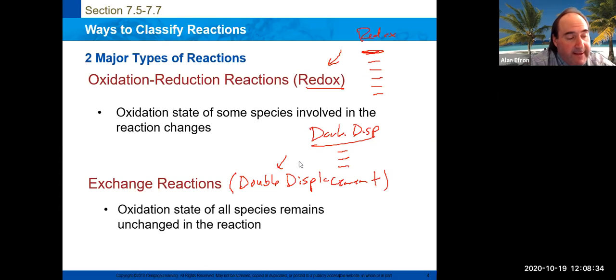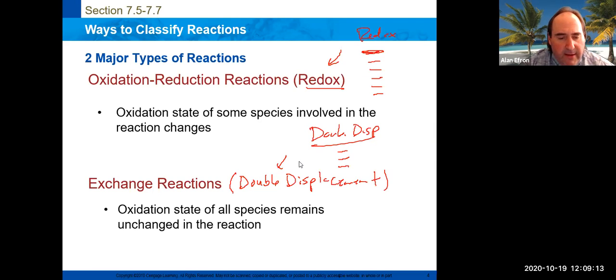Redox reactions are the same deal. Redox reactions involve electron transfers. Some of them can also be specifically classified, for example, as combination or synthesis reactions, or decomposition reactions, as we will see in this chapter as well. So these two, redox reactions and double displacement reactions, are those big categories under which we have a lot of more specific classifications that we could do for individual reactions.